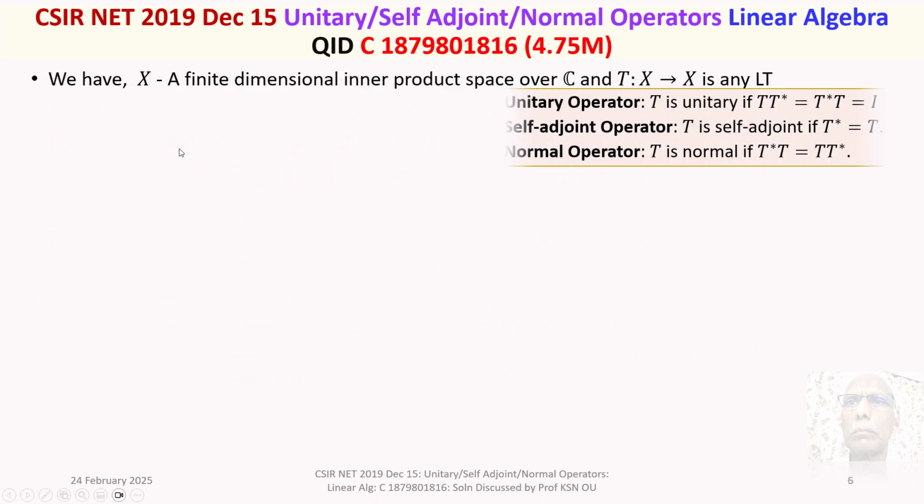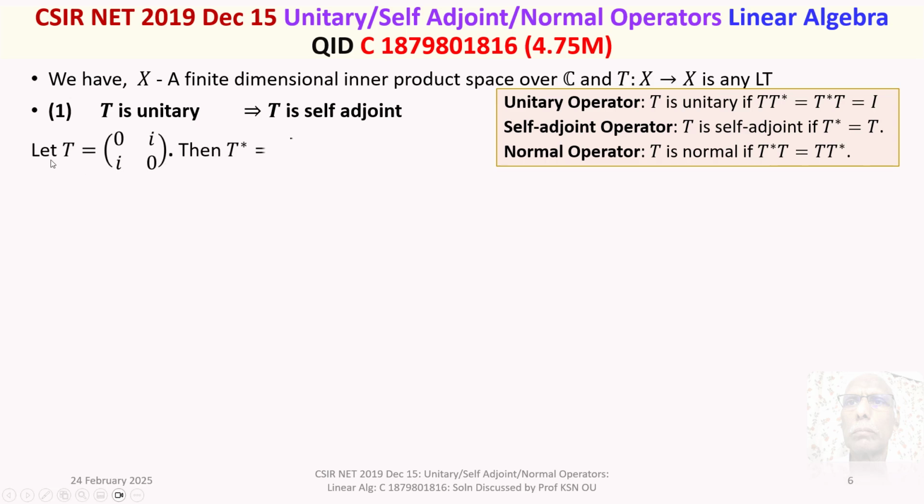We first take option 1. When T is unitary, can it be that T is self-adjoint? It's not necessary. If we think of a counter example, let T be the matrix with rows 0, i and i, 0. This is allowed because it's an inner product space over the field of complex numbers.